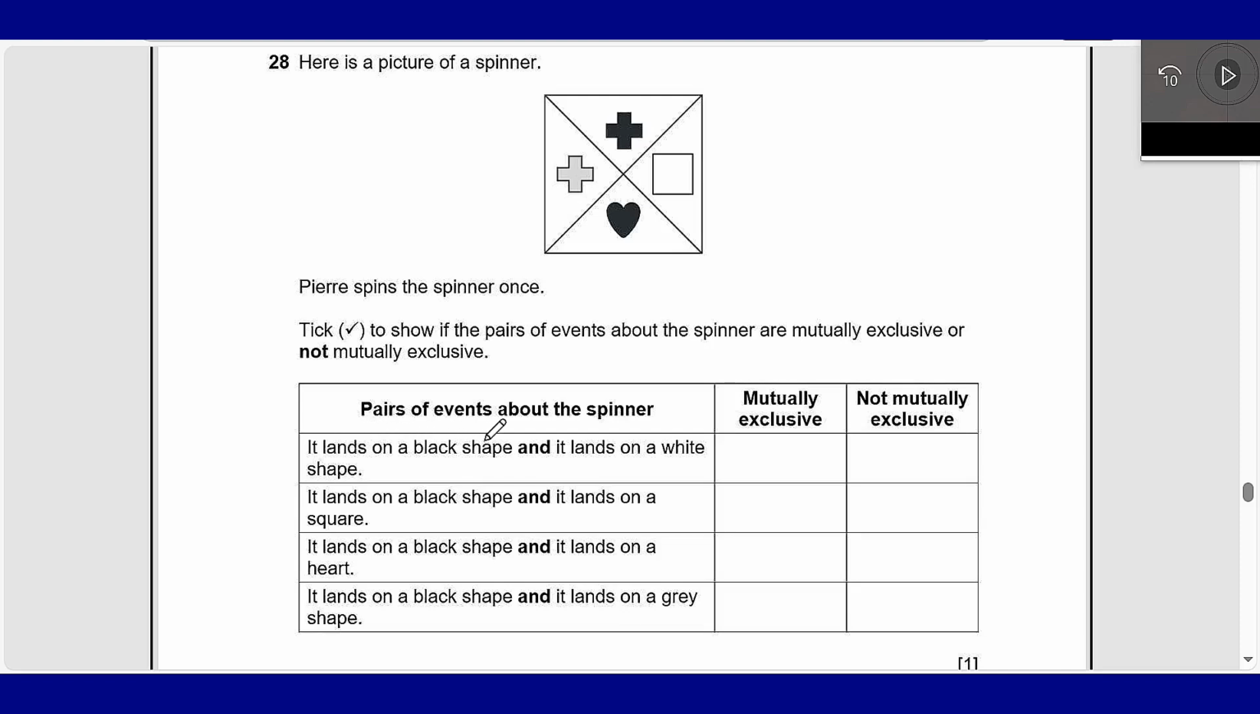First, it lands on a black shape and it lands on a white shape. Is it mutually exclusive or not mutually exclusive? Second, it lands on a black shape and it lands on a white square. Third, it lands on a black shape and it lands on a heart. Fourth, it lands on a black shape and it lands on a gray shape. Okay, timer.